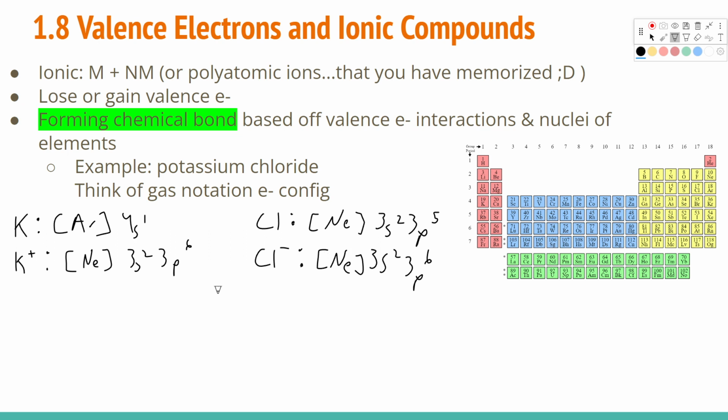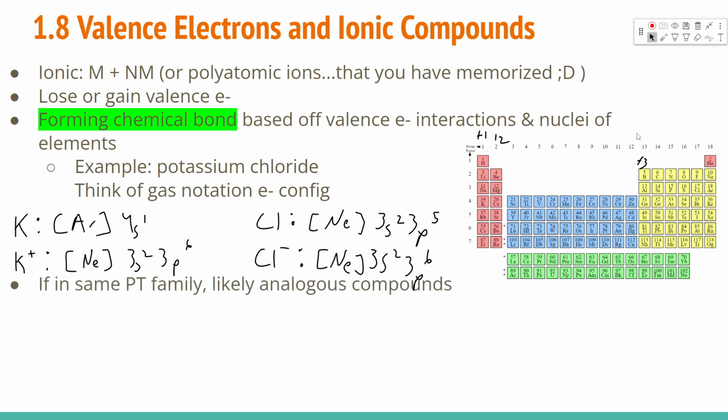So it's all about the valence electrons, it's all about the gas notations. And as a reminder, I told you about that trend where period 1 is +1, this is +2, +3, and so on. It's all based off gas notation electron configuration. So we could see why we're gaining or losing electrons purely based off that.